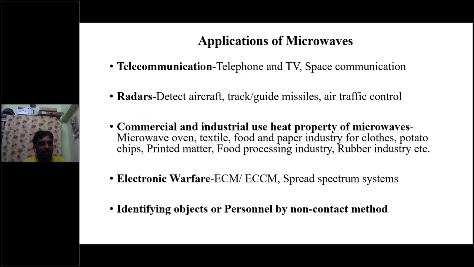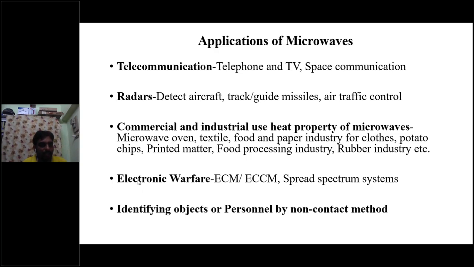And then next we can observe some of the applications of commercial and industrial use. What we observe in our society is the real-time application we observe in our day-by-day life. One example is commercial application. Take microwave ovens, and textile industries, food and paper industry, clothing industry, manufacturing of printed matters, food processing industry, and rubber industry.